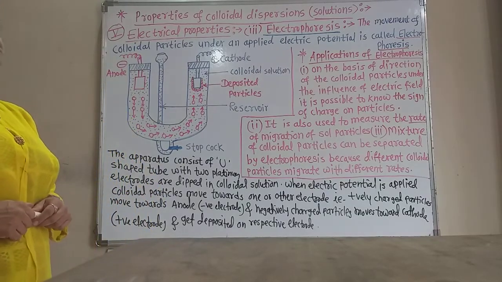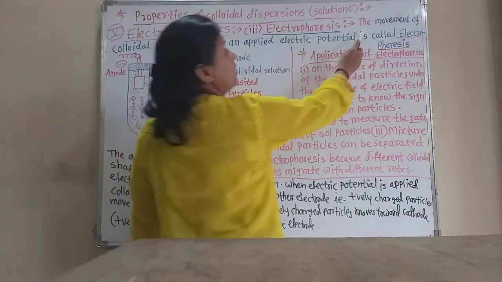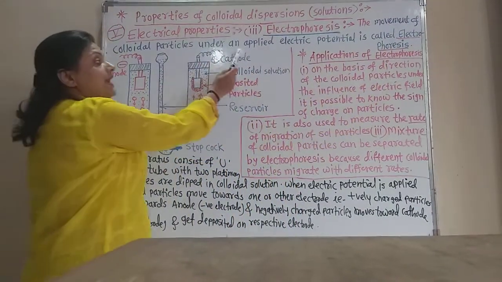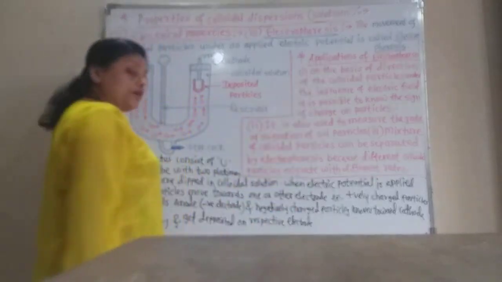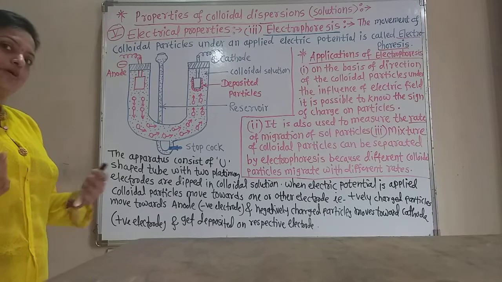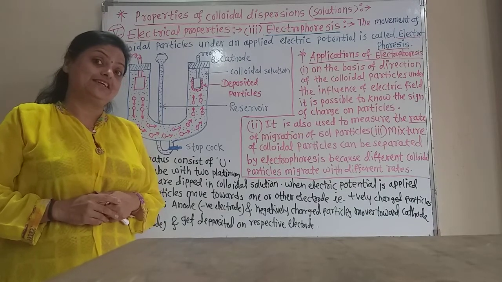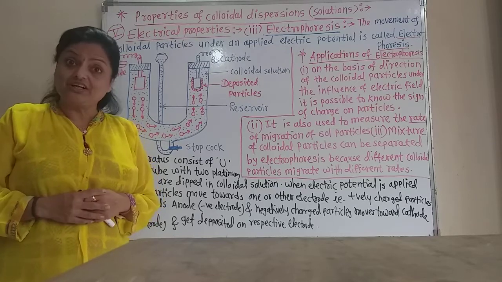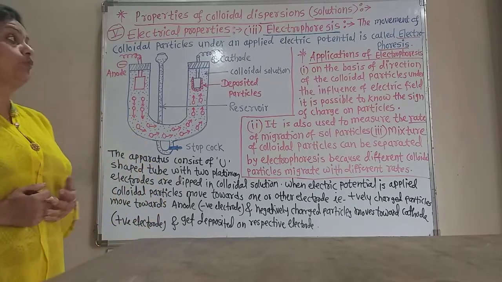So what is the definition of electrophoresis? The movement of colloidal particles under an applied electrical potential is called electrophoresis.